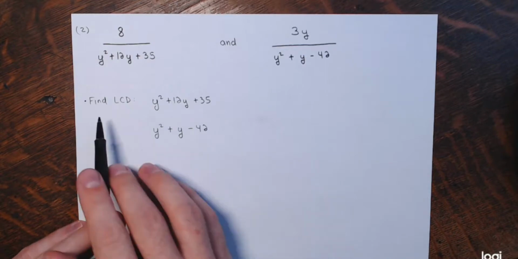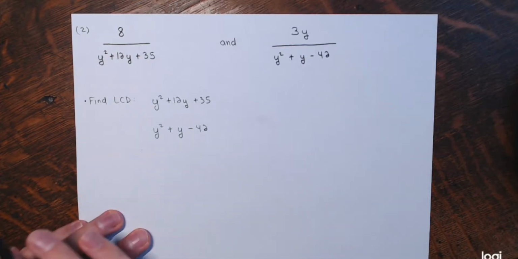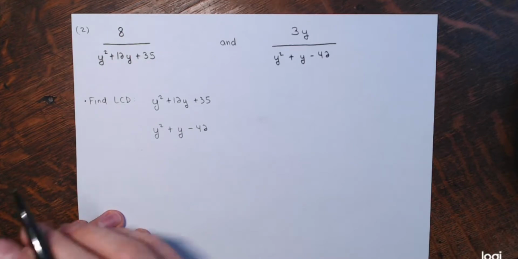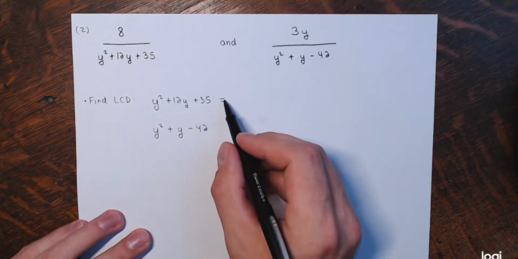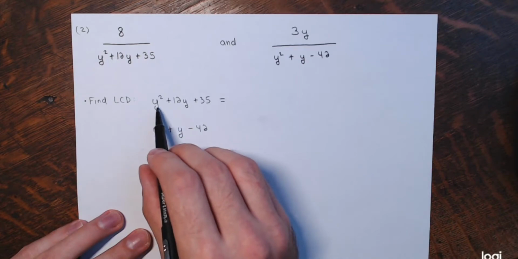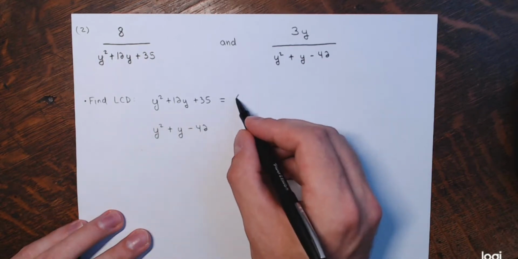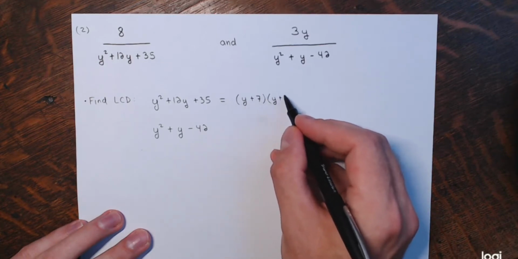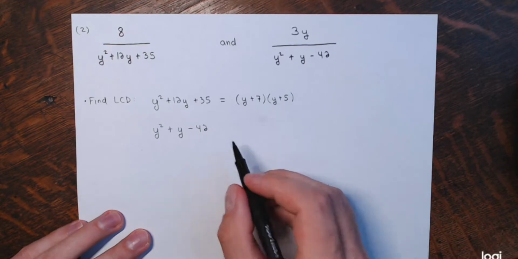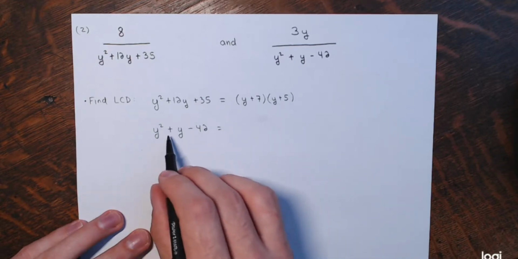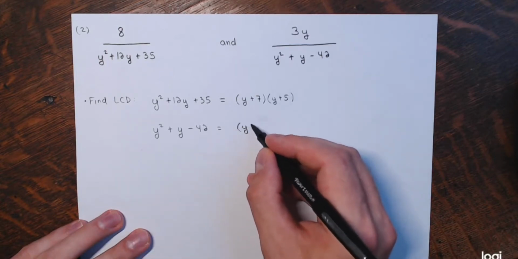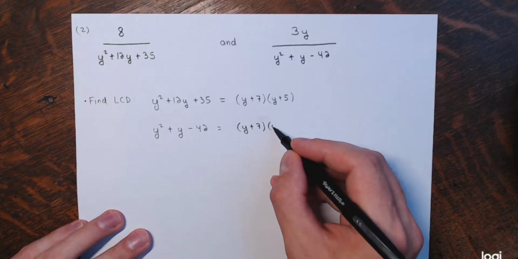Alright, so remember, I wrote those steps up earlier, and I'll say them again here. To find the least common multiple of the denominators, or the least common denominator, the LCD, we take each denominator and factor completely. Now y squared plus 12y plus 35 factors to y plus 7 times y plus 5. And y squared plus y minus 42 factors to y plus 7 times y minus 6.